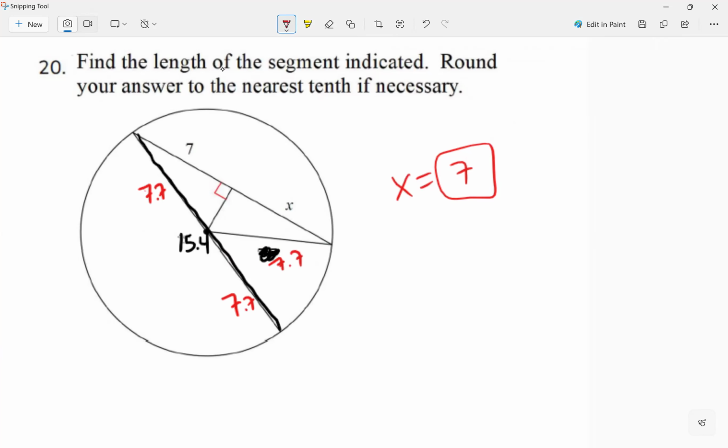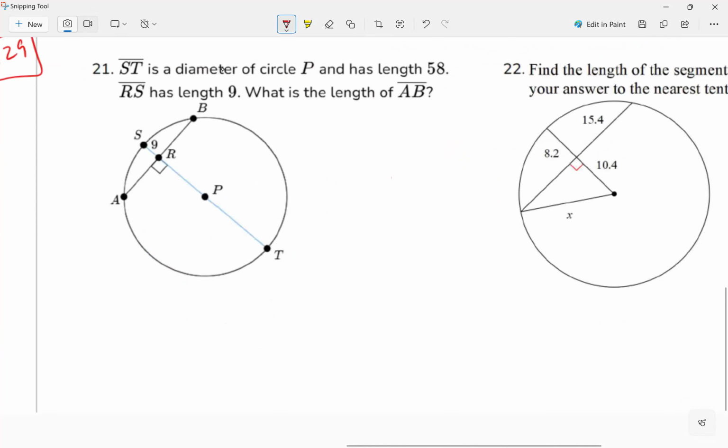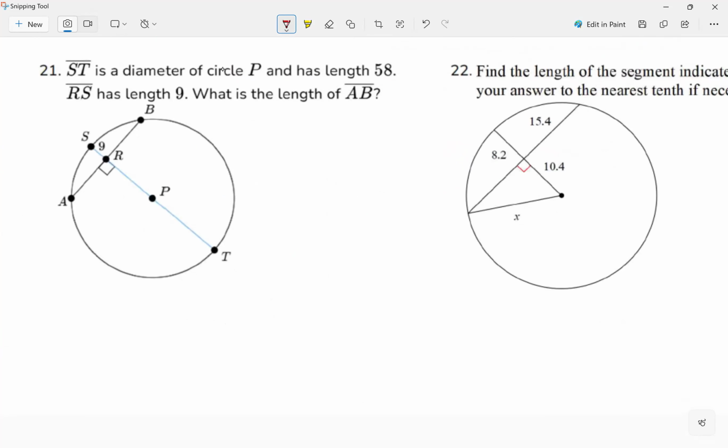We don't need it for question number 20. We don't need it here, but we will in the future. We will need it on some other questions later. Okay. So I just wanted to bring that up. All right, let's take a look at number 21. ST is the diameter of the circle P and has a length of 58.